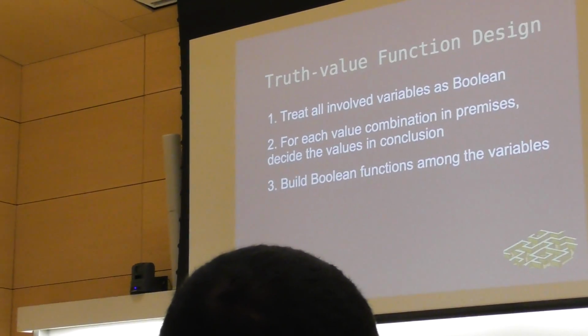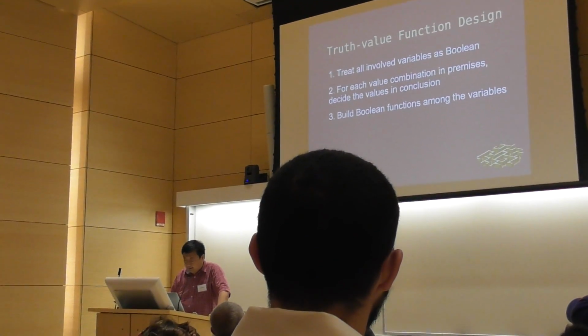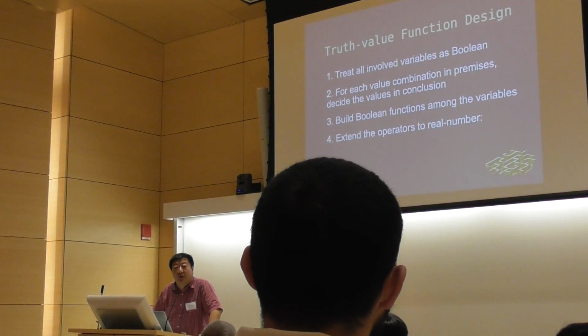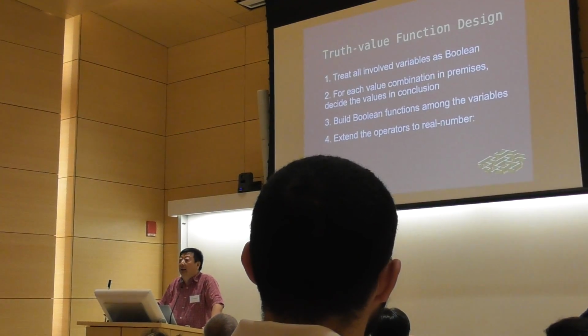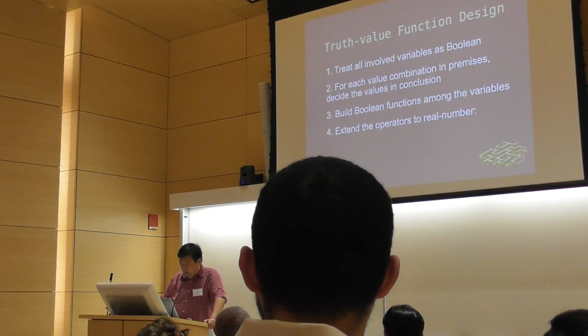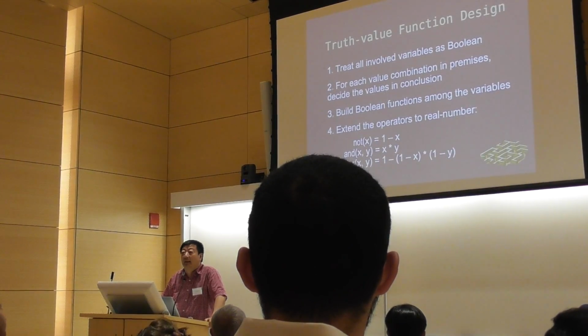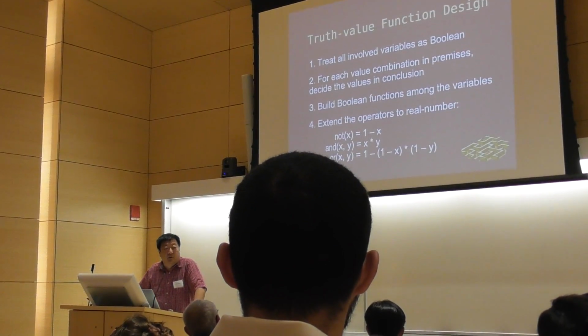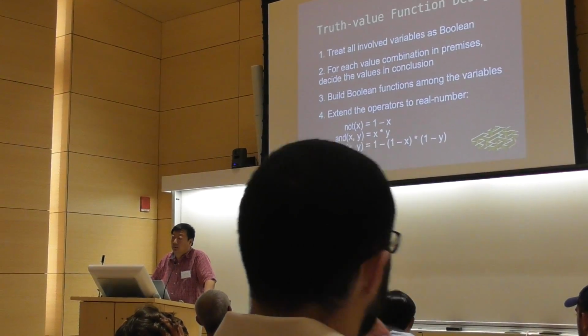Then we are going to analyze the relationship graph between the premise and the conclusion according to the semantics I just introduced. Then we are going to build Boolean functions among the variables involved, and we will see an example. And finally, we are going to extend those Boolean functions into real number functions. You'll see that Boolean functions basically are built by 3 operators, right? Not, and, or. And I'm using this very simple treatment to extend them from Boolean to real number.